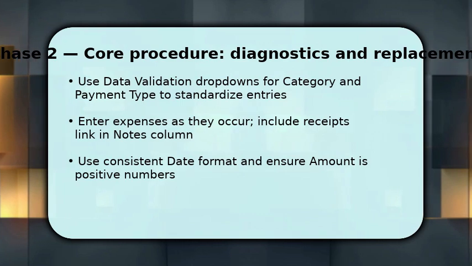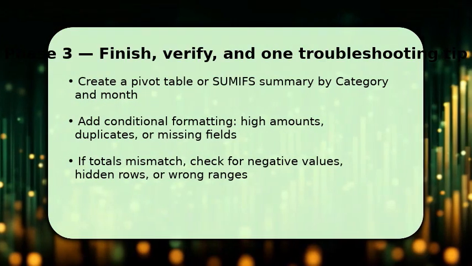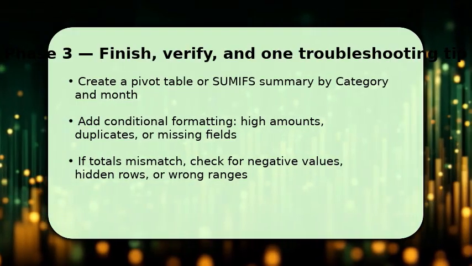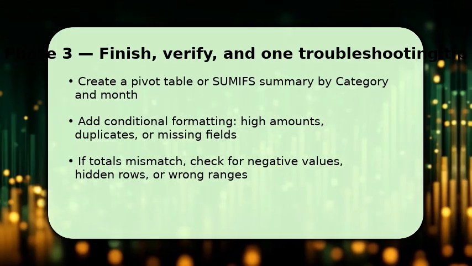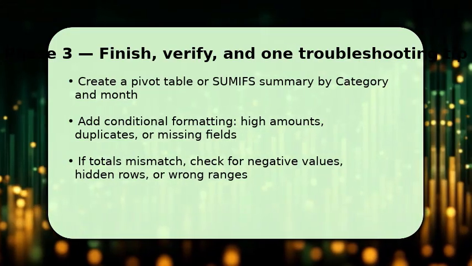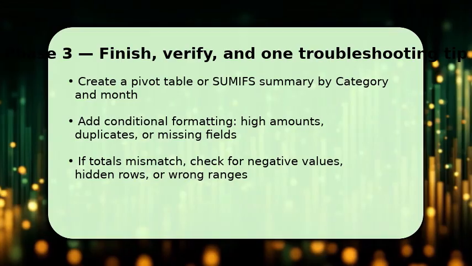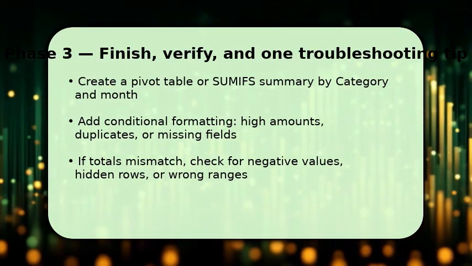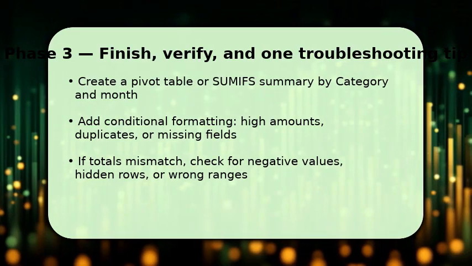You finish by building a pivot table or using SUMIFs to summarize spending by category and month. This gives a clear snapshot of where money goes. Once done, apply conditional formatting to flag unusually high amounts, duplicates, or missing fields so issues stand out. Make sure to protect key formula ranges to prevent accidental edits.